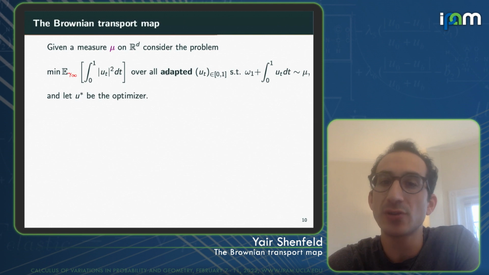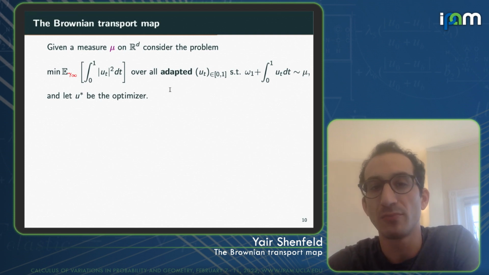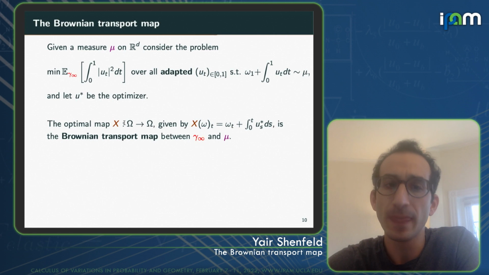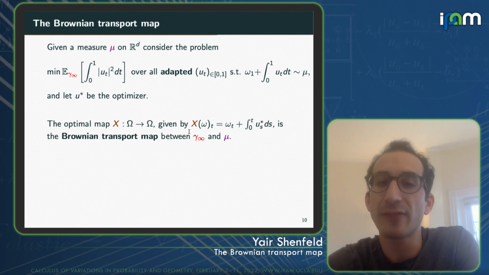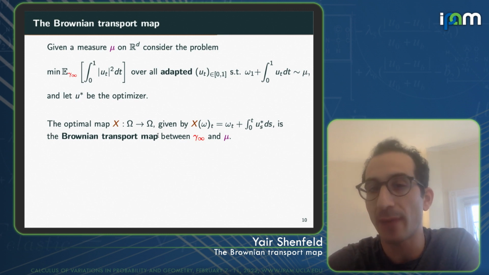But the additional constraint that we have is that this process u is adapted to the filtration of the Brownian motion. Okay, so let's call u star the optimizer. And let's take the map X, which just takes the Brownian motion and adds this optimal drift. This is our definition of the Brownian transport map.